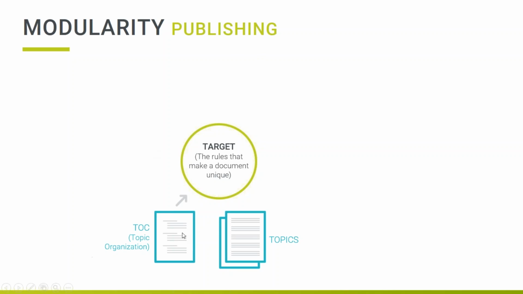So that's the whole purpose of the TOC. It brings that scope component back in. What is this document? What topics should be used? How should they be organized? Once the target reads that table of contents file, then just the correct topics are processed. So my content set is controlled by the blue boxes.